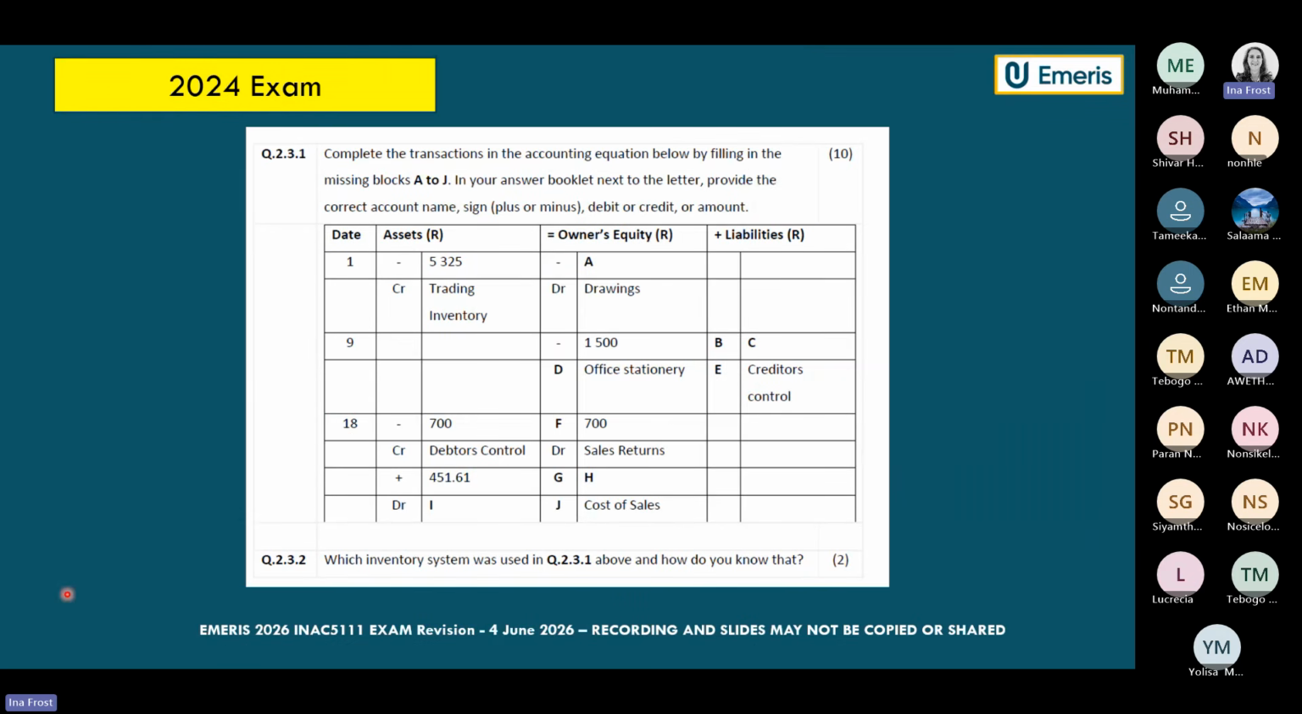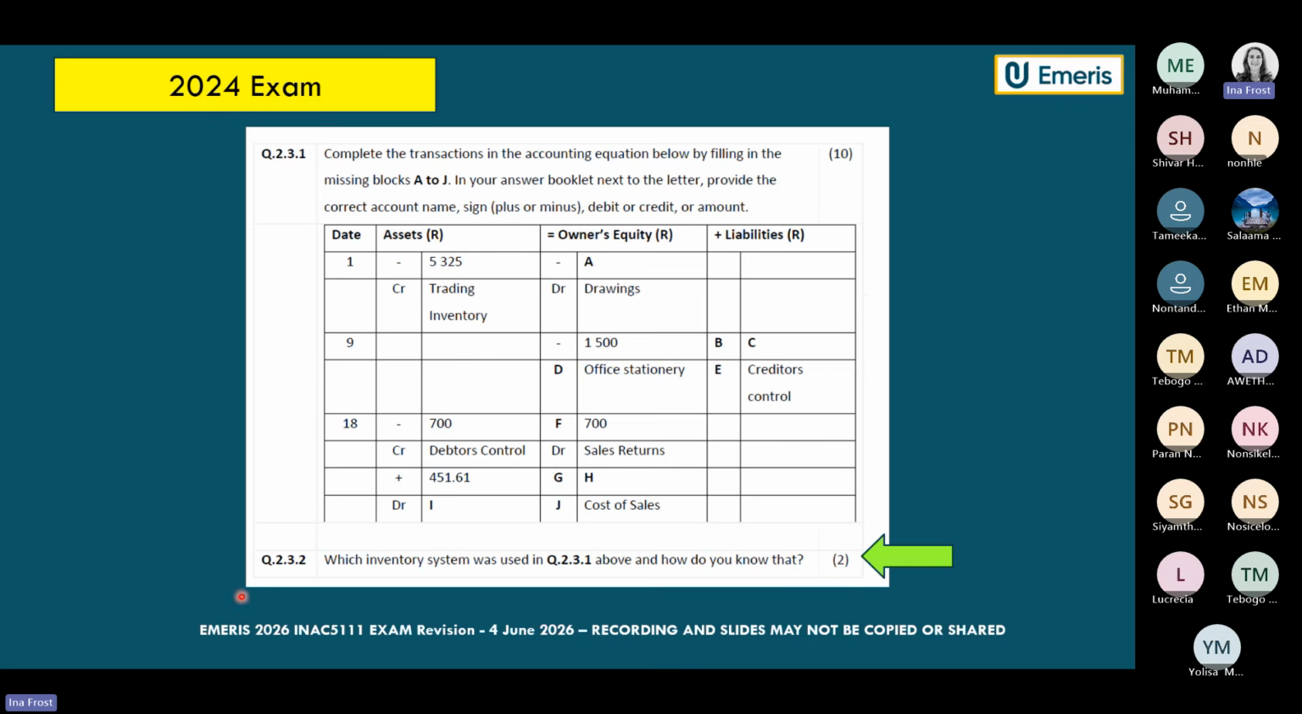In 2024, they gave the student a little bit of a variation on the theme. In this one, instead of saying do the accounting equation, they gave a half-completed accounting equation, and you just had to supply all the missing amounts, details or account names. So this can be a slightly different way in which we can also present an accounting equation question to you in the exam.